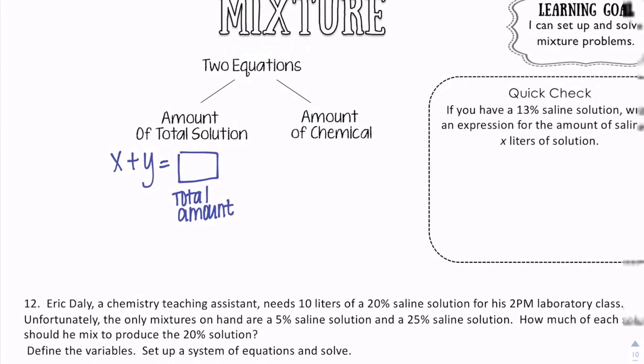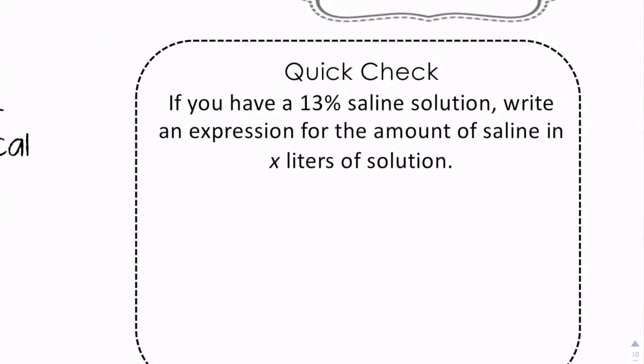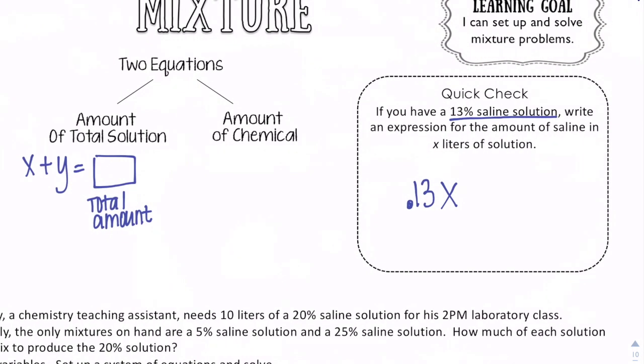Go to the quick check real quick before we do that second equation. If you have 13% saline solution, write an expression for the amount of saline in X liters of solution. Well, if I have 13% of saline in X amount, it's going to be 0.13X. Okay, that's going to give me how much saline, or how much of the chemical, is actually in the solution.